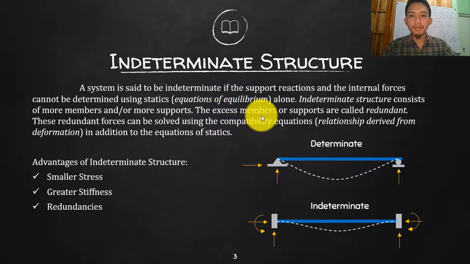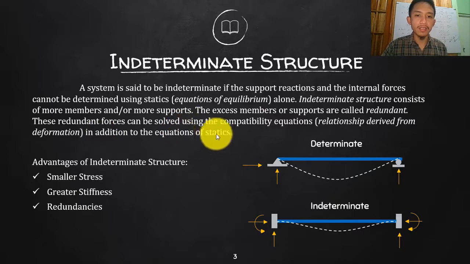The excess members or supports are called redundants. That is how we call the excess from the determinate structure. These redundant forces can be solved using the compatibility equations, in addition to the equations of statics. As in algebra, the number of unknowns should equal the number of available equations. Let's say you have five unknown support forces but only three equations of equilibrium. Then you need two more to solve these five unknowns. That is the law of algebra, and you cannot do anything about that.